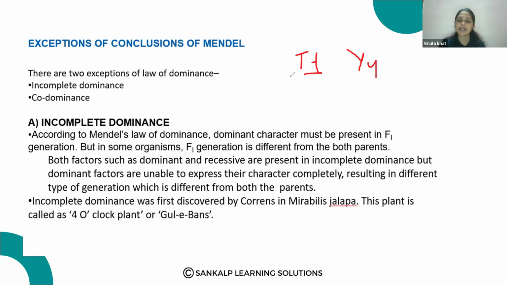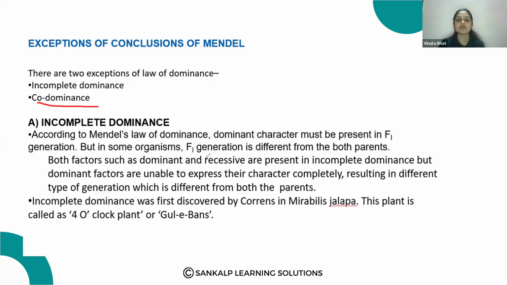But there are some exceptions for this law, that is the law of dominance. So what are the exceptions for this law? The first one is incomplete dominance and the second one is codominance. What is this incomplete dominance? So according to Mendel's law of dominance, the dominant character must be present in the F1 generation.